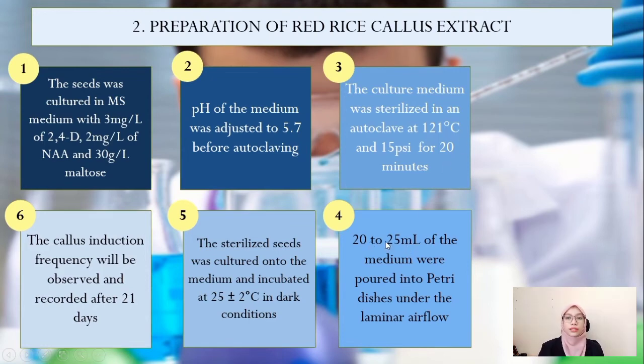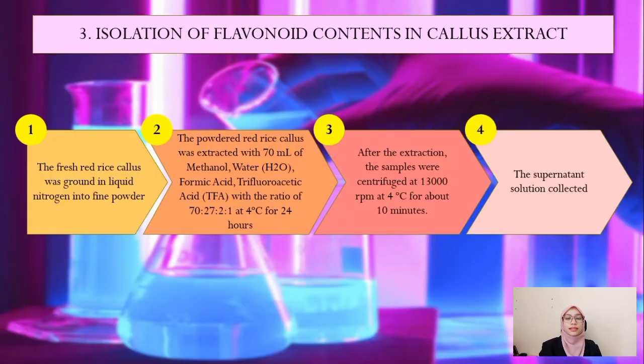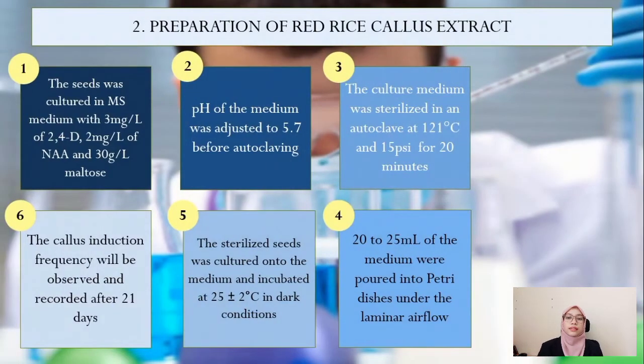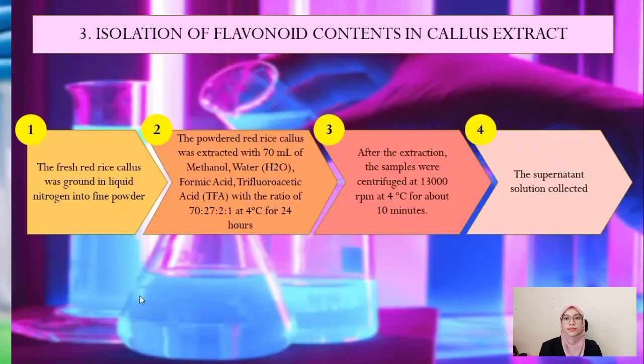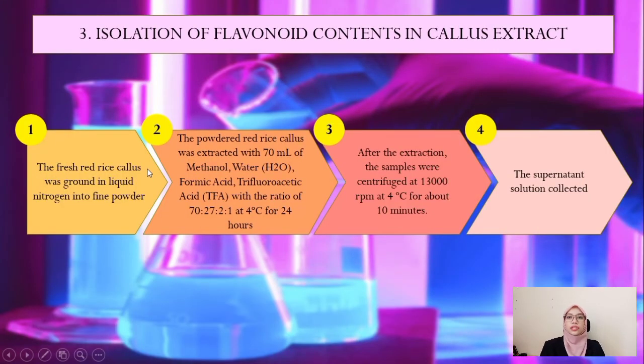Next, 20 to 25 ml of the medium were poured into petri dishes under the laminar airflow, and the sterilized seeds were cultured onto the medium and incubated at 25 plus minus 2 Celsius in dark conditions. Then the Callus induction frequency will be observed and recorded after 21 days. Next, isolation of flavonoid contents in Callus extract.